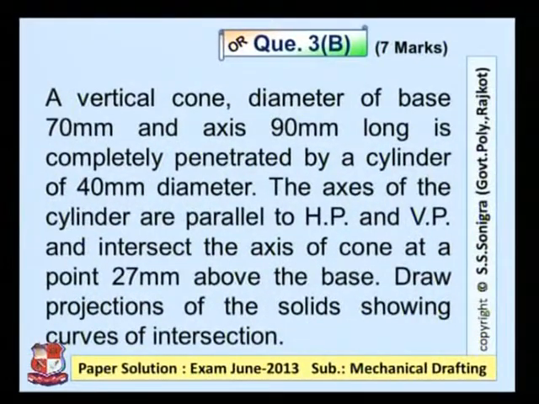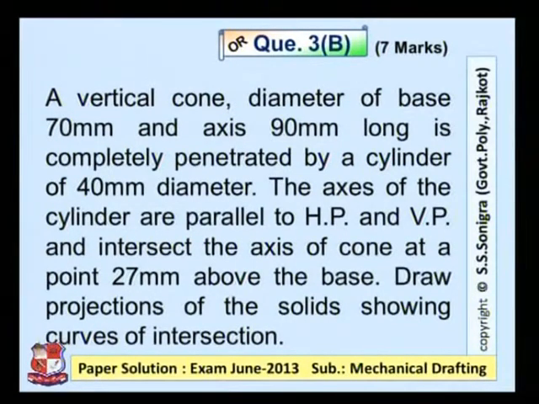Now question number 3b, asked in option for 7 marks. A vertical cone diameter of base 70 millimeter and axis 90 millimeter long is completely penetrated by a cylinder of 40 millimeter diameter. The intersection of cone and cylinder is given. The axis of the cylinder are parallel to HP and VP and intersect the axis of cone at a point 27 millimeter above the base. Draw the projections of solids showing curves of intersection.